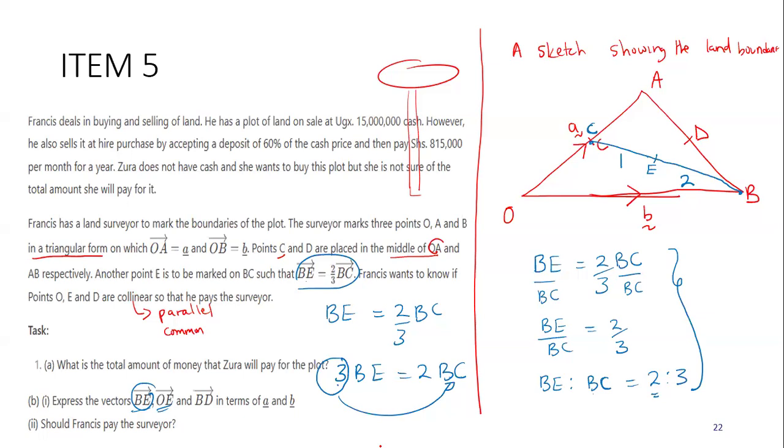So your response that he should pay must be backed up with evidence. In case you start by saying that Mr. Francis should pay the surveyors because the points are collinear, this is observed by having vector OE being parallel to ED and a common point of E, something like that. But do not forget the 3 points you need to mention in your conclusion. That one, should he pay or not? If he's to pay, why? And if he's not to pay, why?